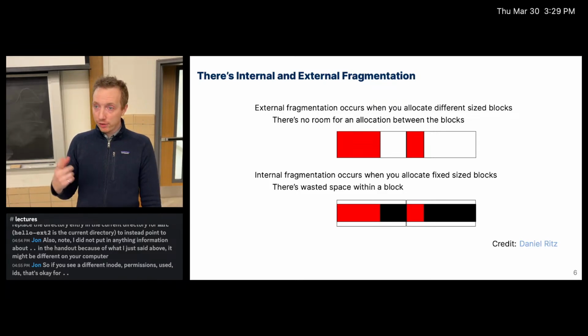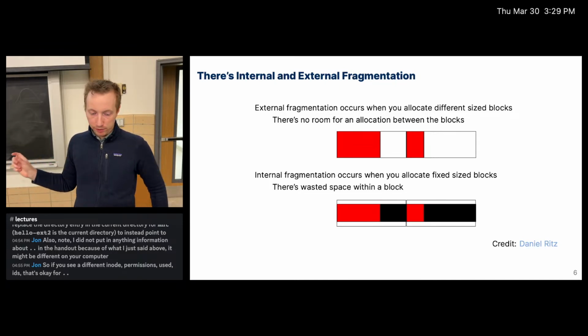Okay, and there are also two types of fragmentation, so we can finally get into this. External fragmentation occurs when you allocate different size blocks within the memory allocator, and there's no room to allocate between the blocks. That's kind of what we've been talking about so far.